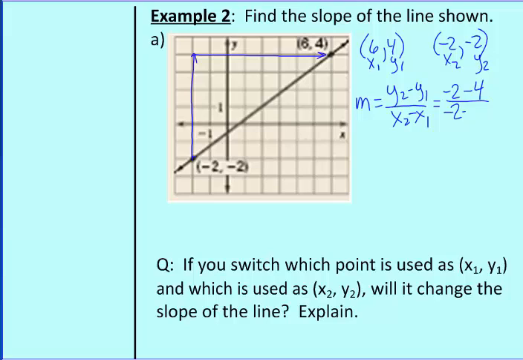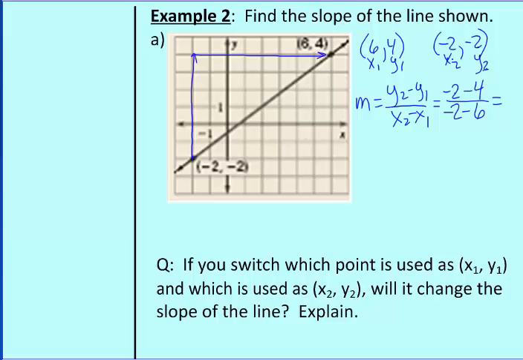x2 is negative 2 minus x1, which is 6. So you have to make sure that you're consistent. Since I started with this point for y2, I start with the same point on the bottom for the x2. And then you're going to simplify this.